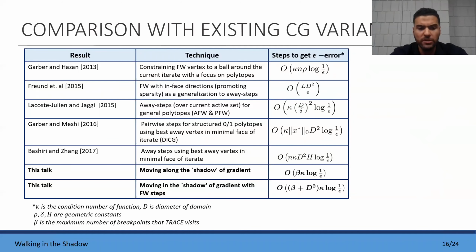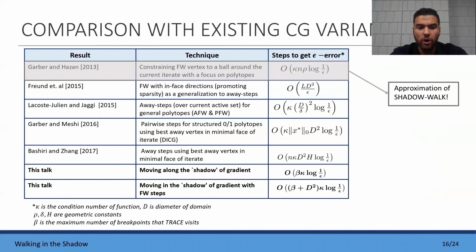So now I'm going to focus on two results. The first is by Garber and Hazan 2013. What they do is, instead of computing the regular Frank-Wolfe vertex, they constrain the Frank-Wolfe vertex to be within a ball around the current iterate. And by doing that, they're emulating a shadow computation. So their algorithm can be understood as an approximation of shadow walk.